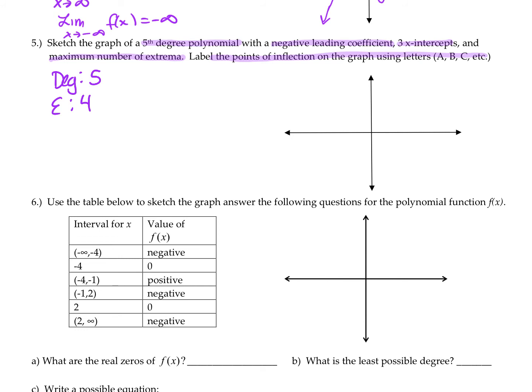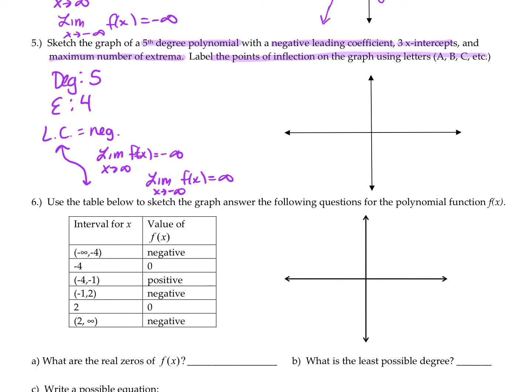If I have a negative leading coefficient, that means I'm going to be going positive on the left and negative on the right. So that means my limit as x goes right is going to be negative, and my limit as x goes left is actually going to be positive. And I need 3 x-intercepts. So otherwise it's pretty open.